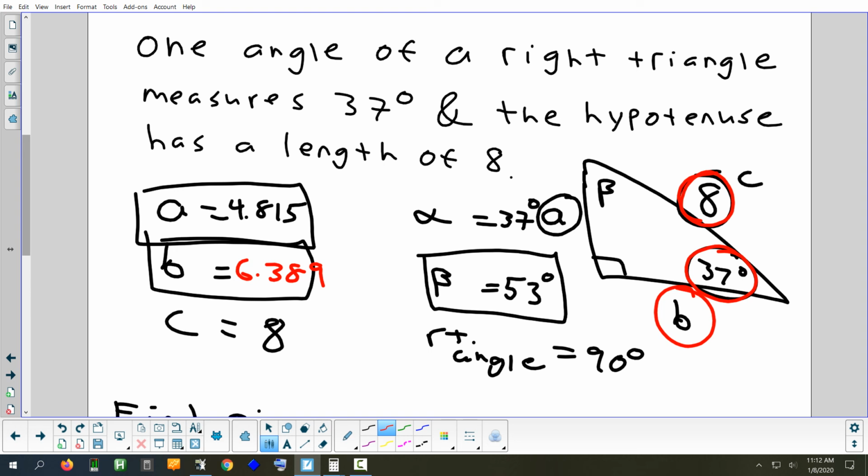Third thing you could do to check it is, if you had time, you could do the Pythagorean Theorem now. You could check, does 4.815 squared plus 6.389 squared equal 64, which is c squared? It might come out to like 63.99 because you rounded. But a squared plus b squared should equal c squared, but only if you have enough time to check and do that on the test. That'll probably take another 20 or 30 seconds to check.